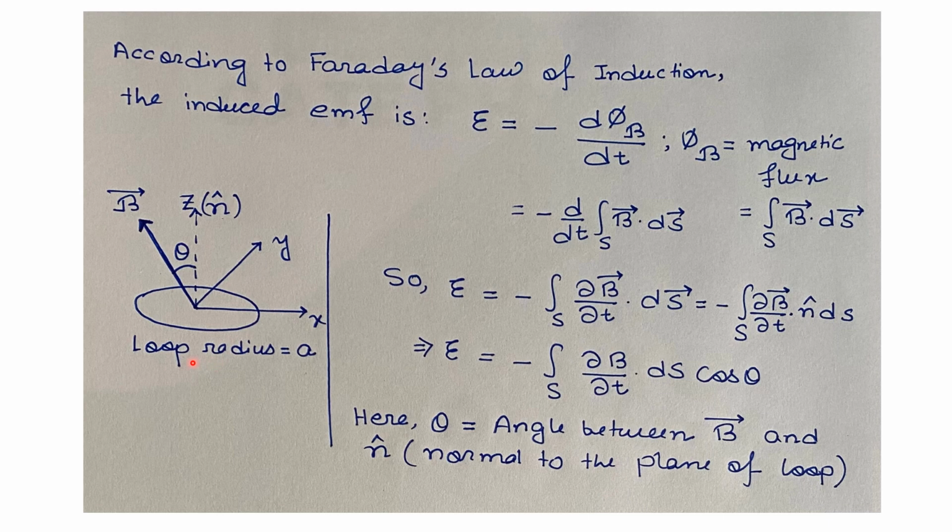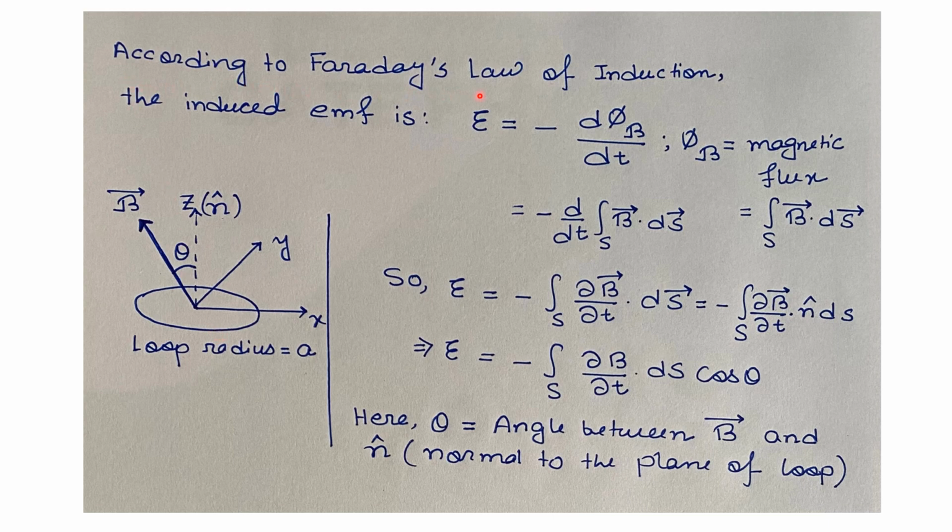Let us consider a small loop having radius small a lying in the xy plane. The normal to the plane of the loop is along z direction, and that is denoted by n cap. Now the magnetic field vector, that is B vector, of the incident EM wave on the loop is making an angle theta with the normal to the plane of loop.